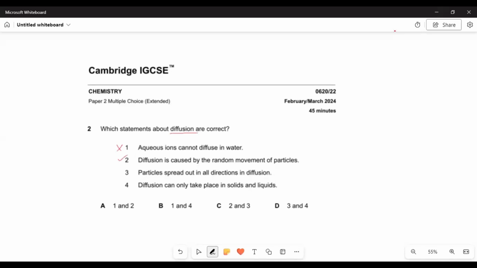It is the spreading. Spreading can occur in all the directions. Particles spread out in all the directions in diffusion. I have already told this statement. Diffusion can only take place in solid and liquid. No, it can also occur in gases. You know, fragrance of perfume is spread all over the room. This is the diffusion in the air, and air is a gas. So the correct options are 2 and 3. So here the correct option is C.